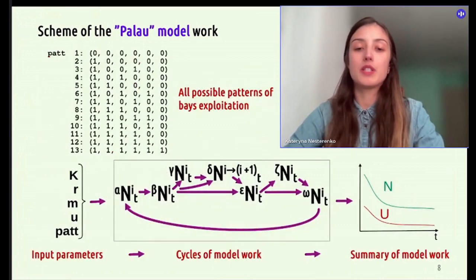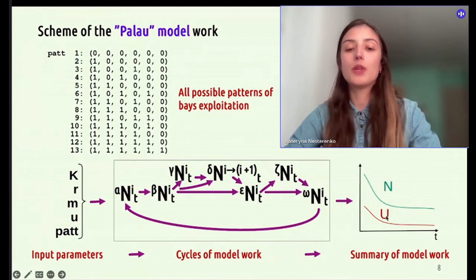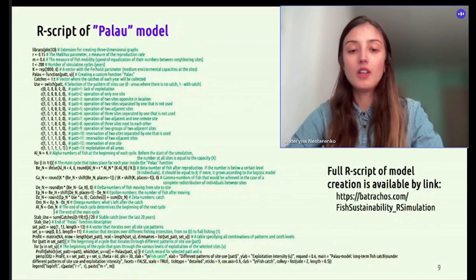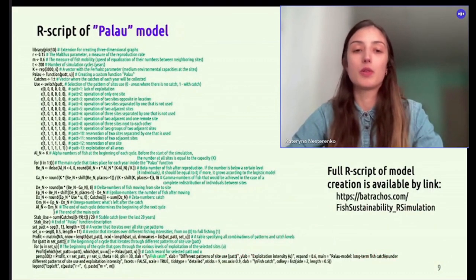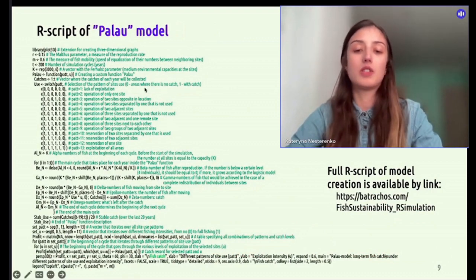We see certain parameters at the input. Next, this cycle is recalculated many times, and at the output we get the dynamics of both the number of fish in general and the catch. Next, we can see which input parameters for which of these patterns can ensure a stable catch for a long time. We designed and created this model in R language. It is quite small and can be downloaded from the link on the screen.